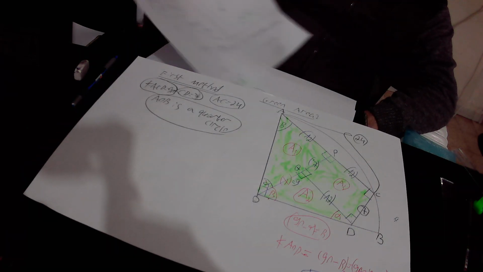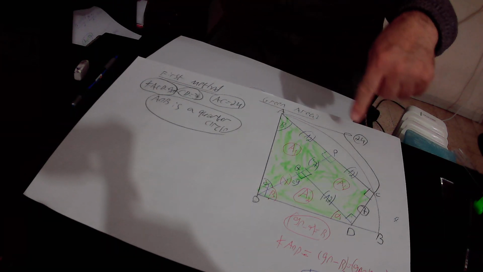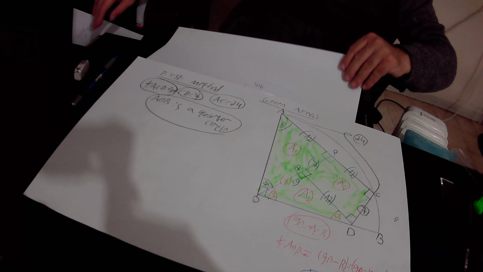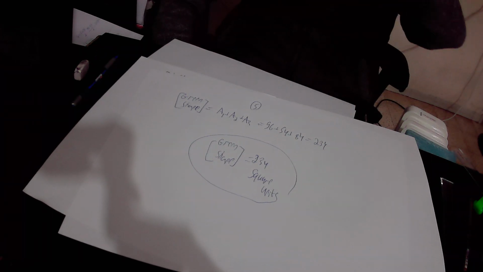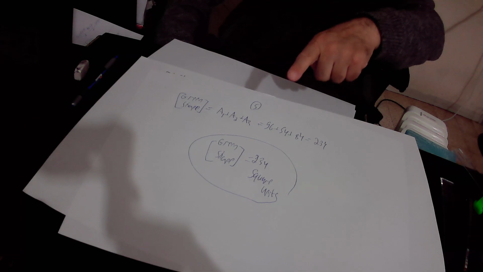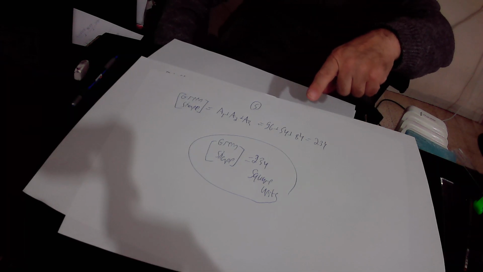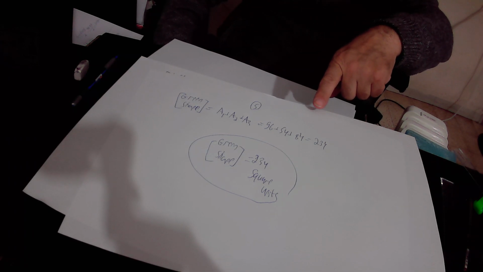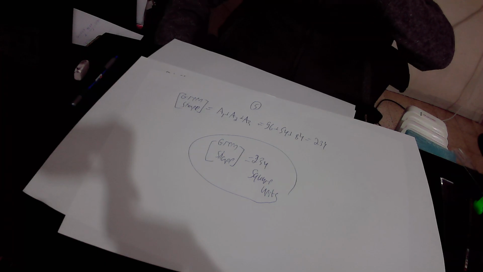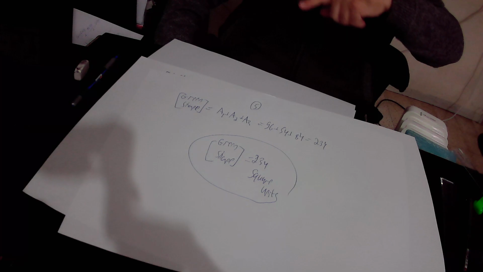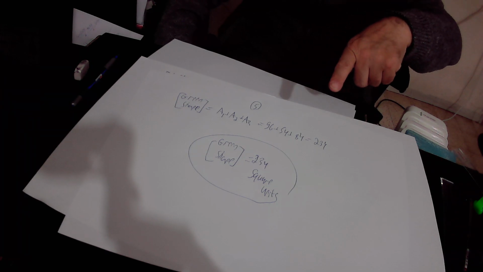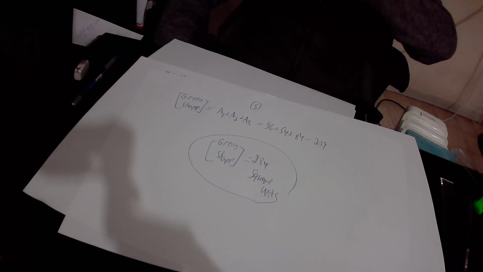And the total area of this green shape equals A1 plus A2 plus A3. I will repeat again, the total area of the green shape equals A1 plus A2 plus A3. A1 is 96, A2 is 54, plus A3, that is 84. 96 plus 54 is 150, 150 plus 84 is in total 234 square units.